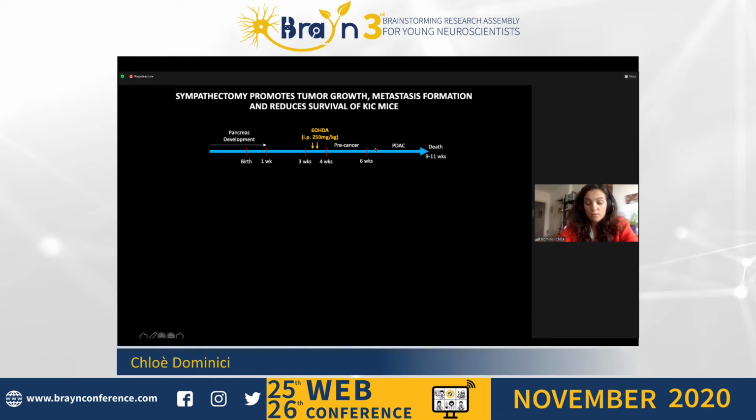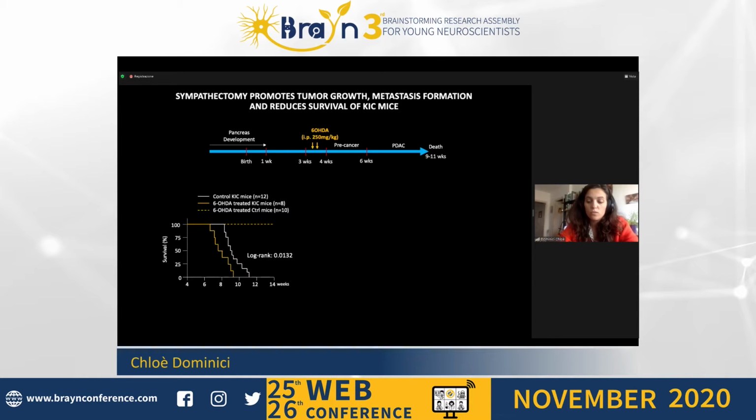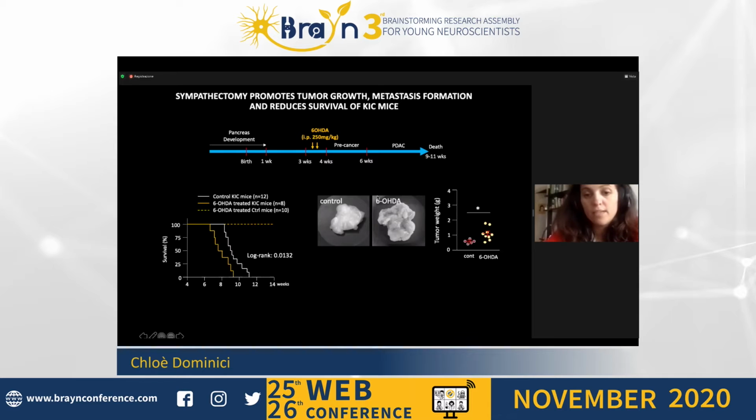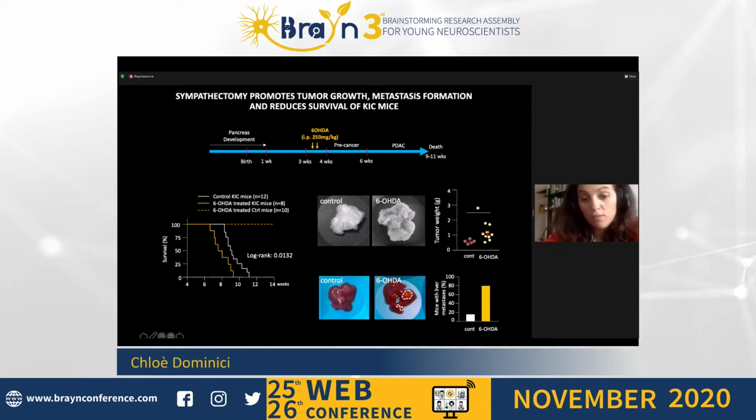And he looked first at the survival of the mice. And it was very interesting to see that when you remove the sympathetic system of the mice, they have a shorter survival. And then when he looked at the size of the tumor, he saw that when we remove the sympathetic system, you have a bigger tumor than the control mice, which is the KAC with no drugs. And finally, he looked at the metastasis in the liver here. And again, you have more metastasis in the treated mice than in the control mice. He also did this same analysis with a surgical denervation, and he has exactly the same results. So it means here that sympathetic fibers have anti-tumoral activity, and they limit tumor growth and metastasis.